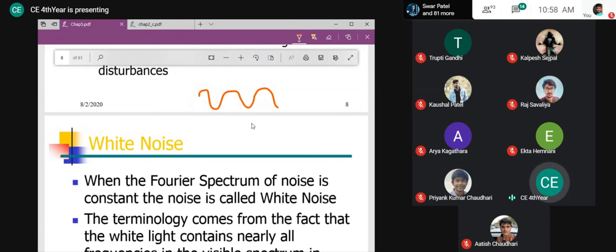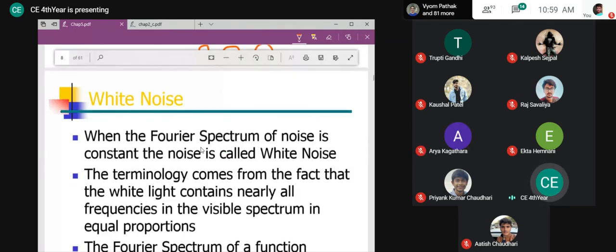But suppose my noise frequency and my original signal frequency are the same, then it will be received by my receiver and it is going to create the trouble. So it matters at which frequency my noise is present. Now suppose my noise is present at all the frequencies. What is the meaning of that? It is going to create trouble in any signal generated because it is available at all the frequencies. Such noise is known as white noise.